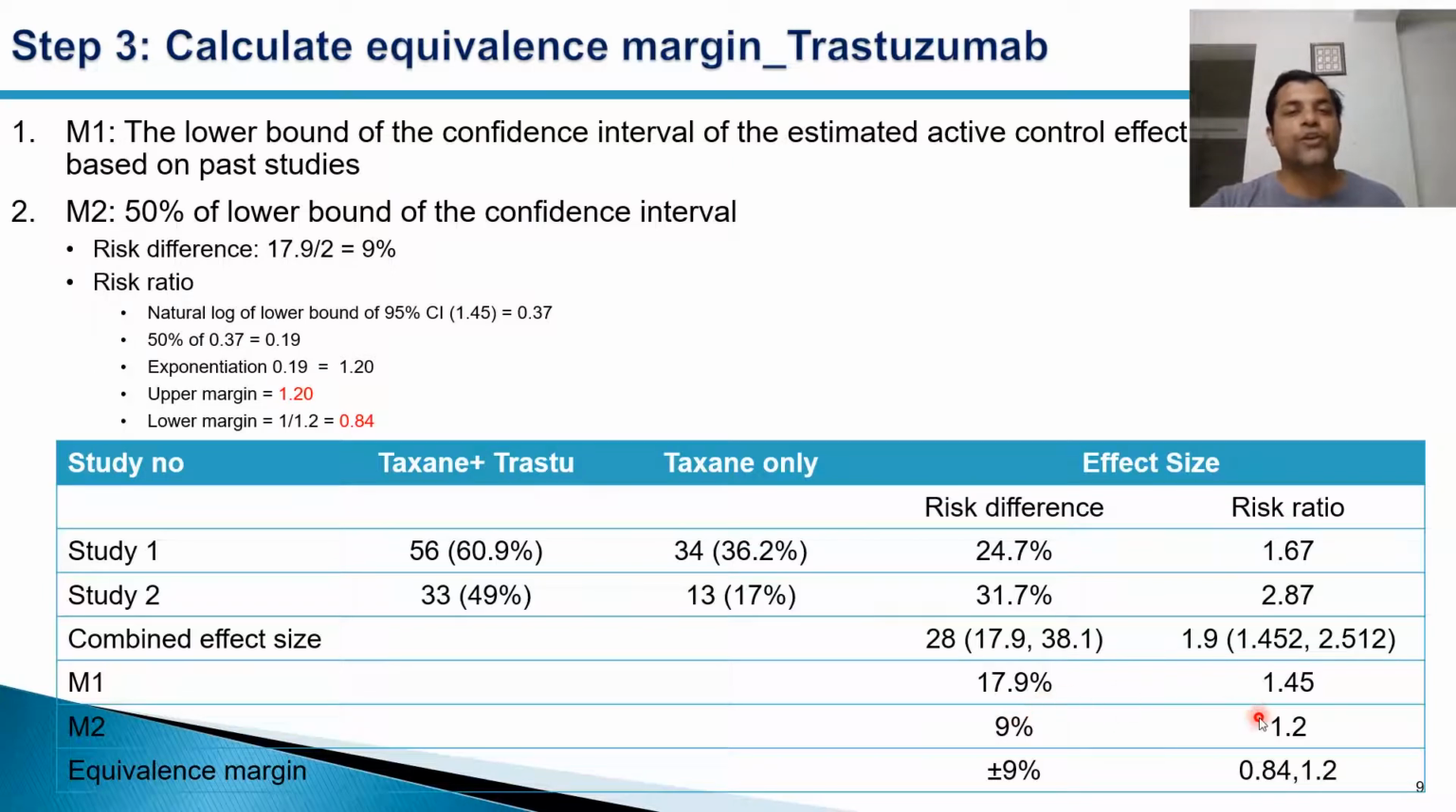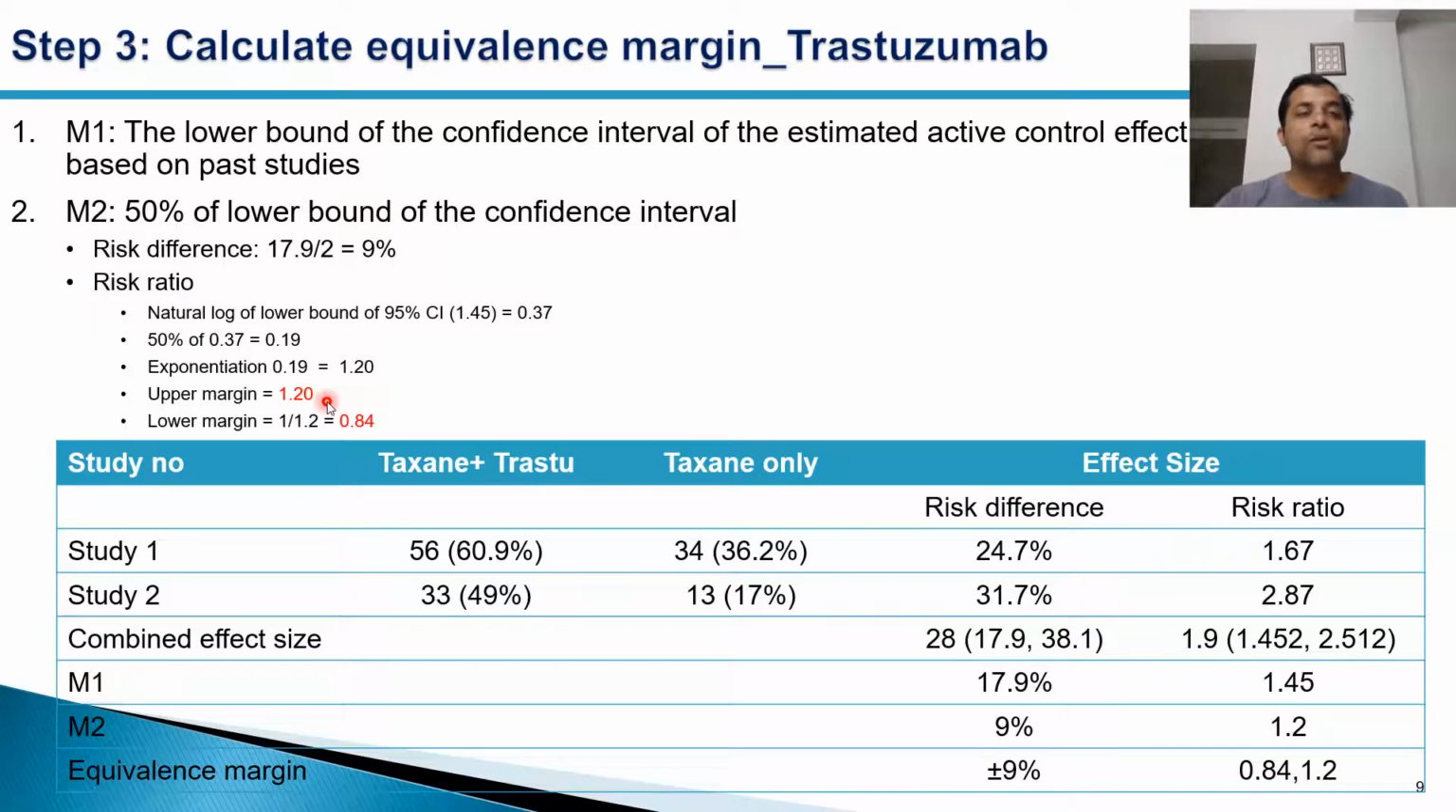So for risk ratio, what are the steps for M2 calculation? First of all, you take the natural log of the lower bound of the 95% CI. That is 1.45, the lower bound, and the natural log is 0.37. Then you take 50% of this 0.37, which comes to 0.19. Then you take the exponential of 0.19, which comes to 1.2. So this 1.2 will become your upper bound.